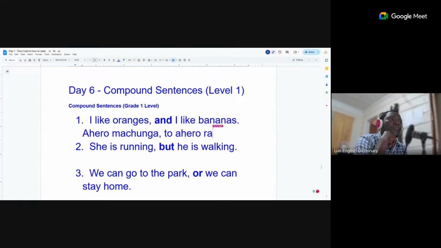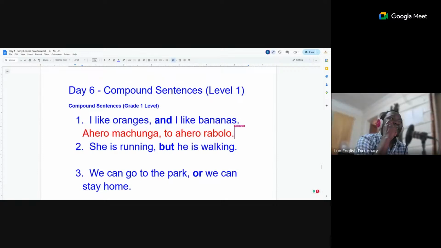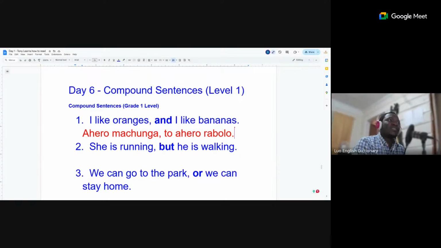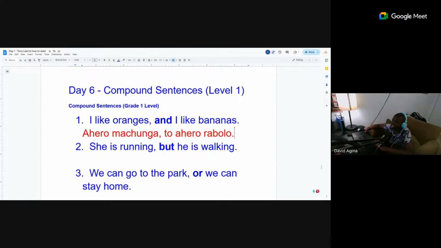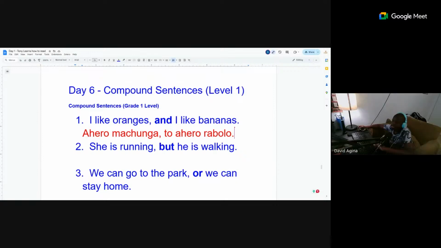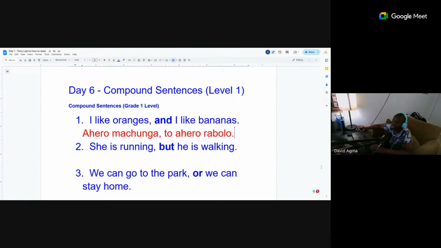Rabolo. Change the color. Red, right? Can you say that? Ahero machunga to ahero rabolo. I have a question. Why is it comma "to" instead of "gi"? That's a good question. You can also say ahero machunga gi rabolo. That means I like oranges and bananas. But because there was "I like" and "I like" two of them, that's why I used "to". Otherwise you're correct.